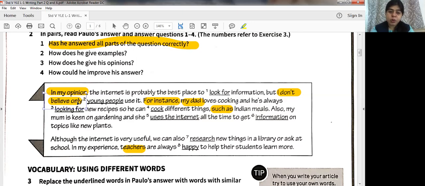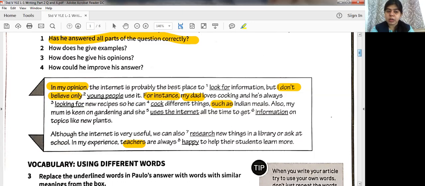And how could he improve his answers? Yes, he can improve his answers by using more vocabulary. Now, looking, uses, these are very common words. Okay, so he has to increase his vocabulary for answering the questions or for writing an article. So now let us move to the third question.